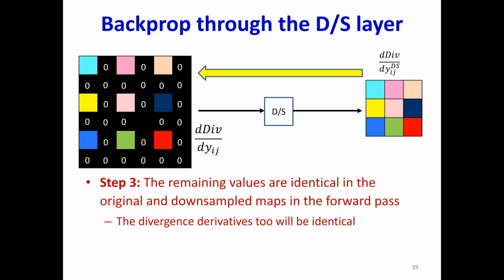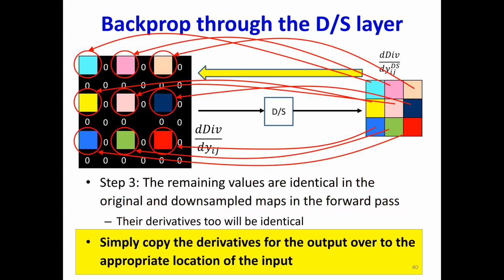And these elements are going to get copied over, location by location. Because any perturbation over here is going to directly reflect as an exactly equal perturbation on the downsampled image, right? And so for each location in the downsampled image, you know where it came from in the original image, and you can just copy the derivatives over. And for the rest of them, the derivatives are going to be 0. So backpropagating through a downsampling layer is a trivial operation.